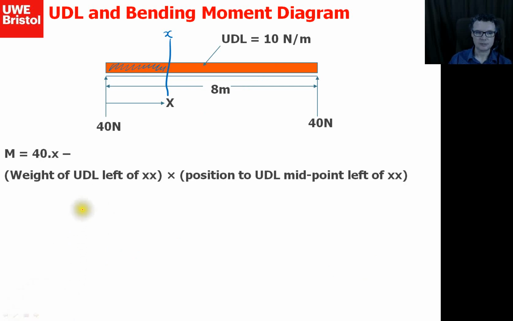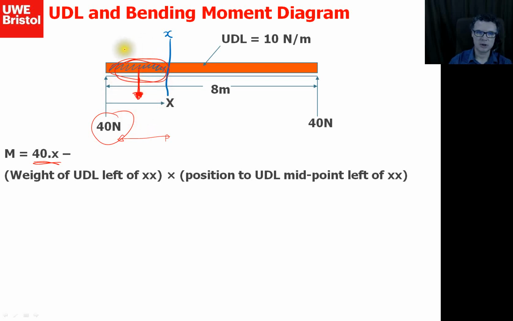So the M graph, we know, well, let's start off with this force here. That's straightforward. Force 40 going upwards is a distance of x away from that. So the positive moment will be 40 times x. And what about the bit of UDL that I can see left of me? Well, let's treat this UDL as if it was a concentrated load. So we know that the middle will be some point here.